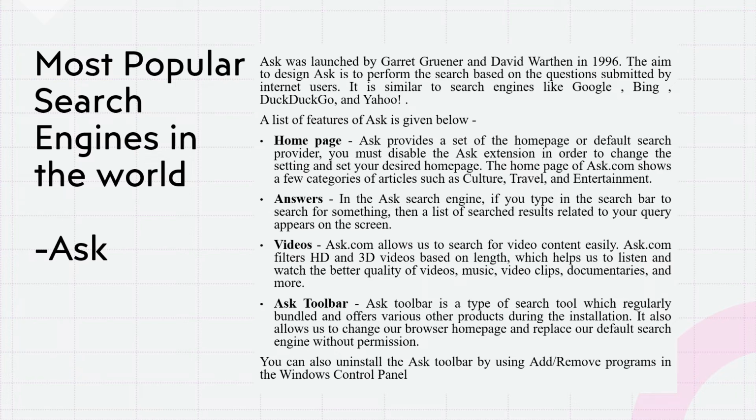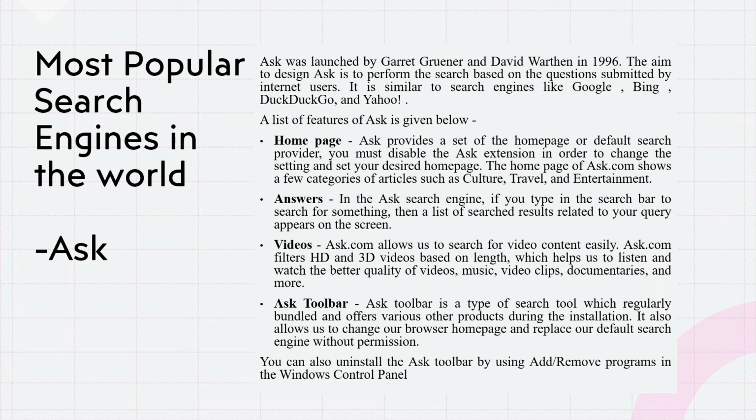Ask provides a set of homepage or default search provider. You must disable the Ask extension in order to change the setting and set your desired homepage. The homepage of ask.com shows a few categories of articles such as culture, travel, and entertainment. Answers. In the Ask search engine, if you type in the search bar to search for something, then a list of searched results related to your query appears on the screen.